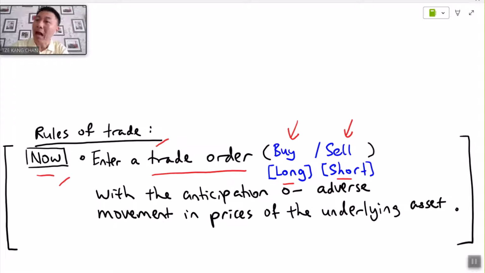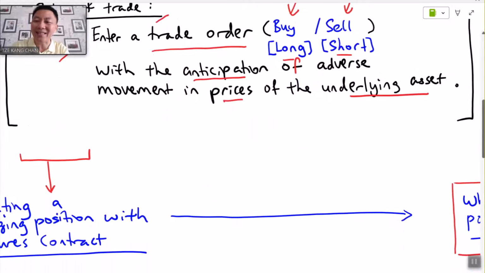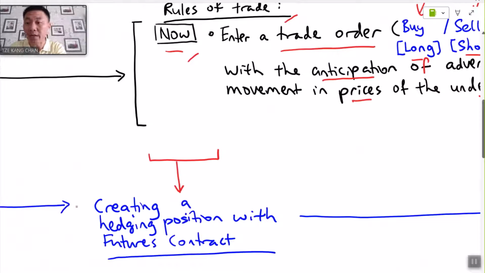How do we decide to buy or to sell? The underlying principle is to first anticipate the adverse movements in the prices of a particular underlying asset. In other words, what exactly is the direction of the change in the price that would make you suffer losses? With these anticipations of the adverse movement in the price, that is how the creation of the hedging positions with futures contract commences.